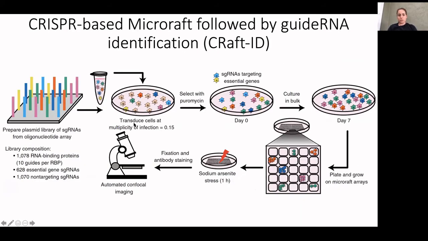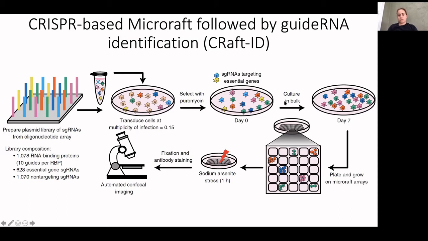So here's the total workflow of what we identified, and we call this process the Craft ID platform. So we're using a CRISPR-based method followed by microRaft cell culture and guide RNA identification to be able to identify guide RNAs that are targeting genes regulating a particular imaging-based phenotype. So again, the workflow in general is to infect cells in bulk, as previous methods have done.